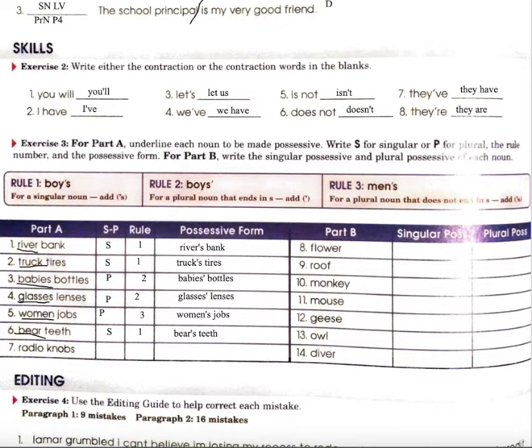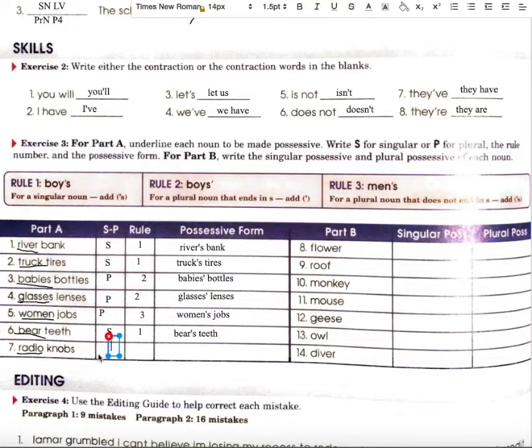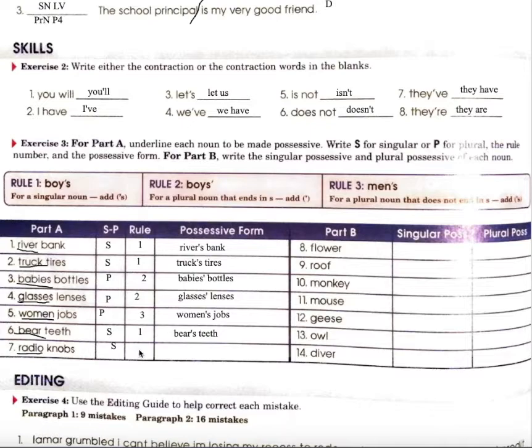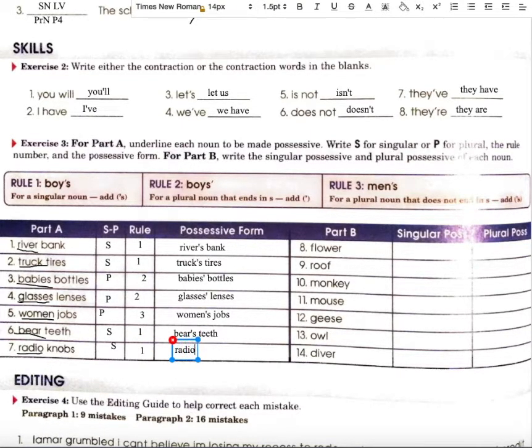Radio knobs. Underline the noun. Singular or plural? It is singular. What rule does it follow? Rule number 1. So the possessive form is radio, apostrophe S, knobs.